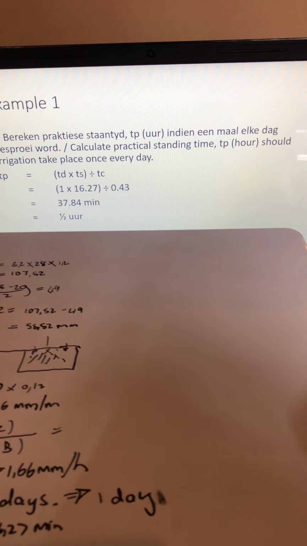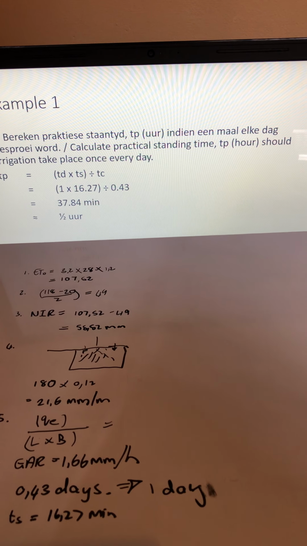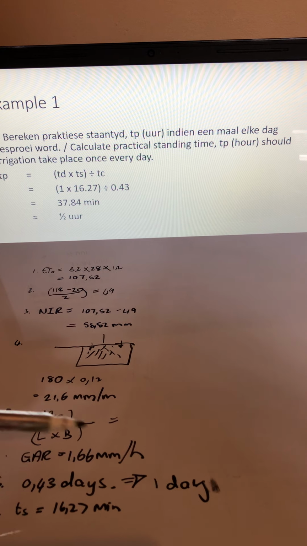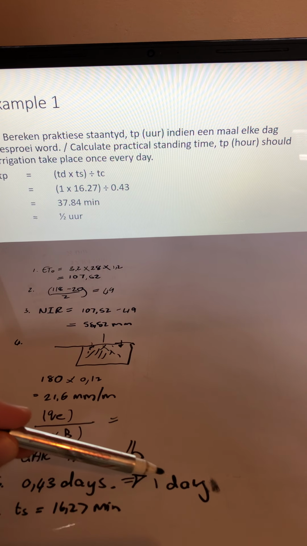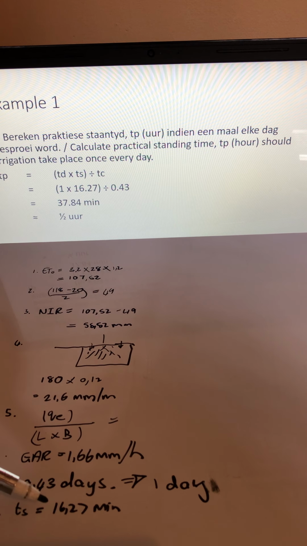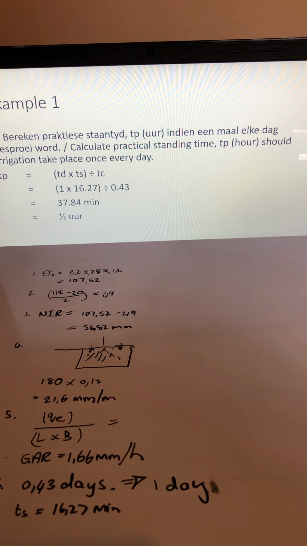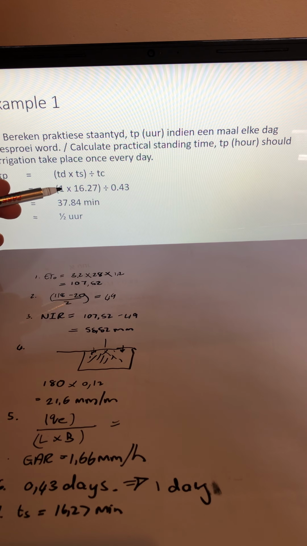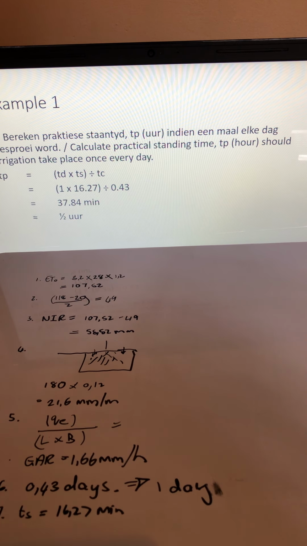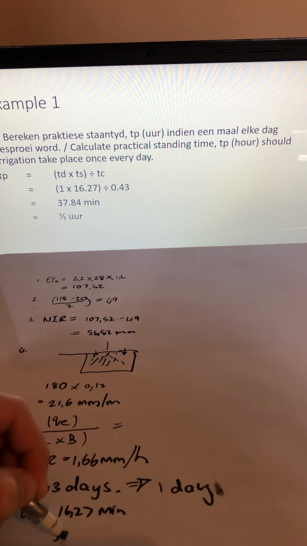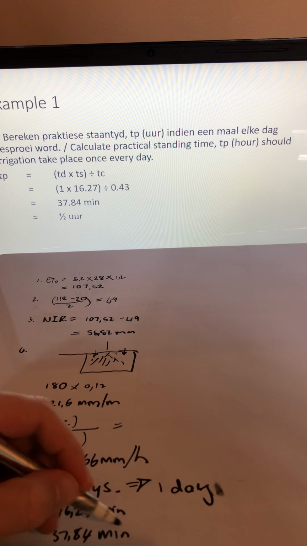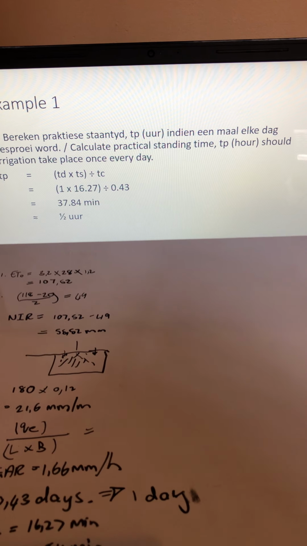And so the last one is the practical standing time. Because, to be more practical, you've changed the cycle length to 1 day, that means the duration for which you allow the water to stand before you turn the tap off this time is going to be more. So if you put that 1 day into the formula with your 16.27 minutes that you calculated, divided by the theoretical cycle length, you'll get 37.84 minutes as a practical standing time.